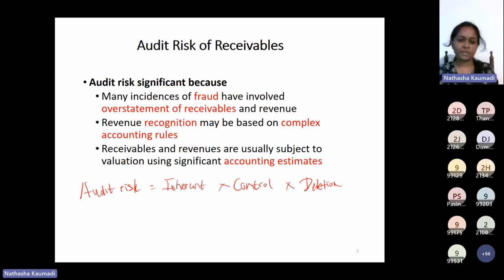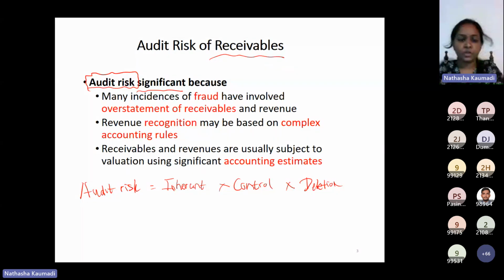I'm not going to discuss all these things in detail because you have discussed those in previous lessons, but you need to remember them now. This is the application part. So we are assessing audit risk here with regards to receivables. Now here it says with regards to these accounts receivables, audit risk is significant. Audit risk is significant means audit risk is high because of three reasons.